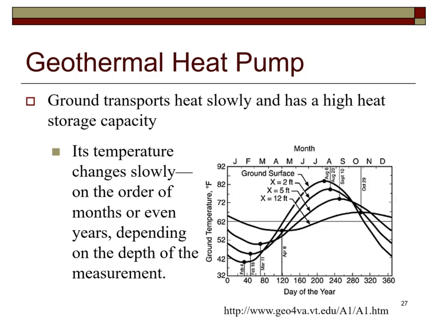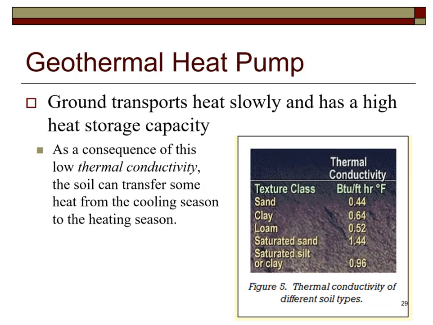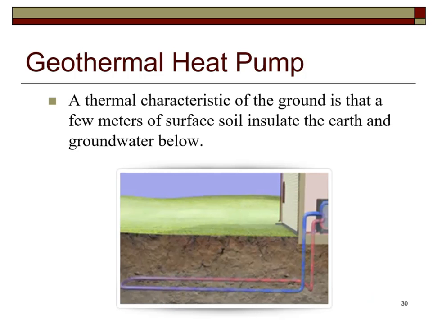The deeper we go into the ground, the more constant the temperature is year-round. The average annual temperatures are given here. The thermal conductivity of the soil will affect how many linear feet of trench are required for a system. A chart of thermal conductivities is given. A few feet of soil over the piping in the trenches will insulate them from the outdoor air.